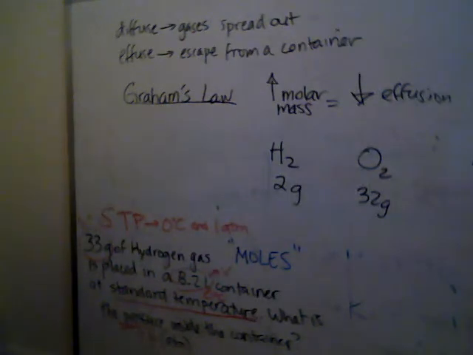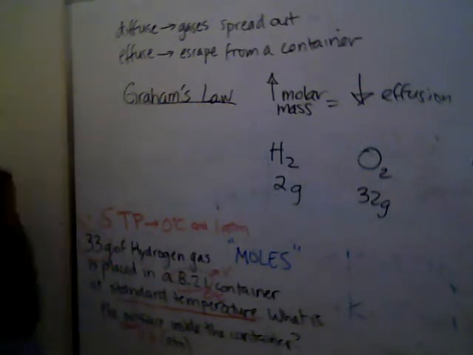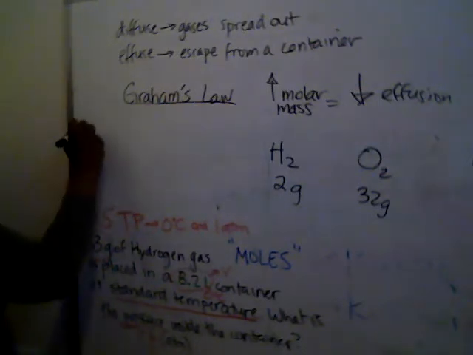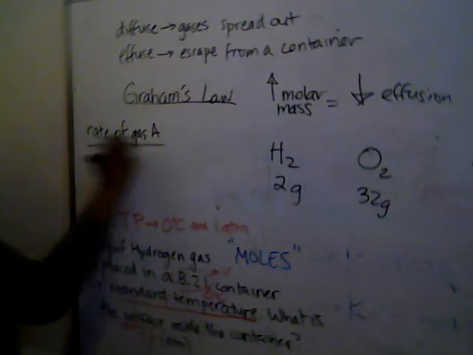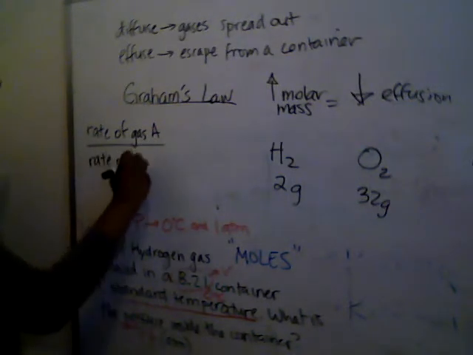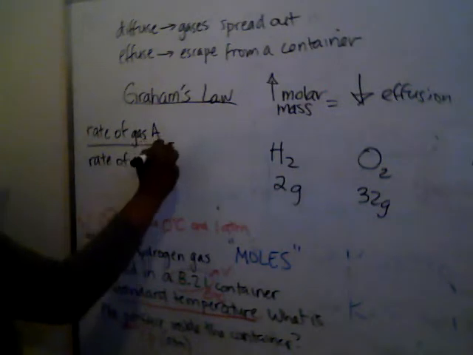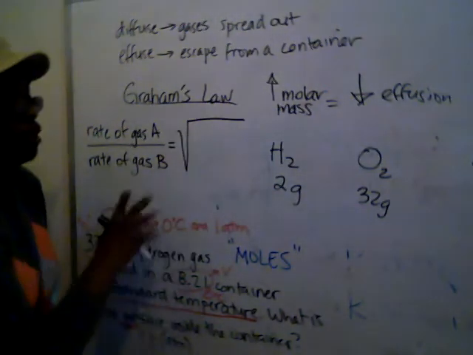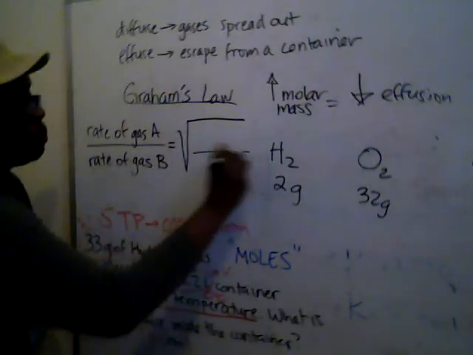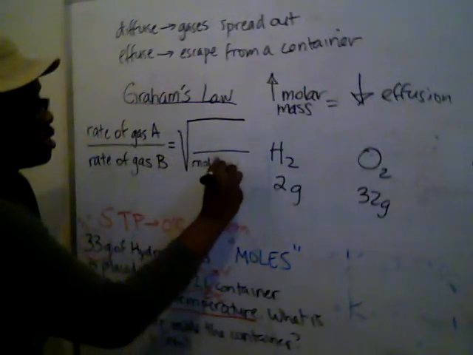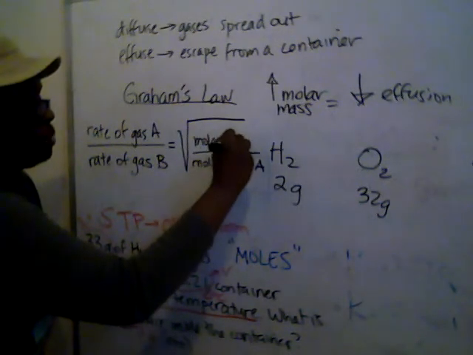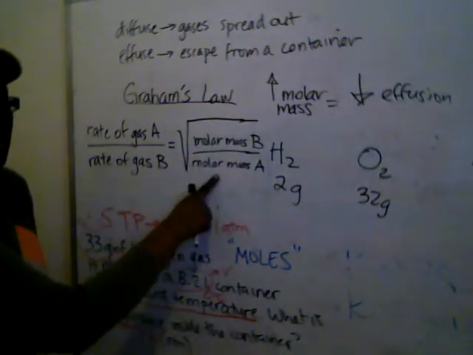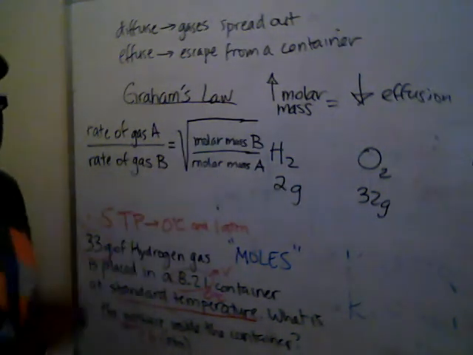There's an equation that actually goes with this where you could calculate exactly how much slower or faster something moves. And it's set up like this. The rate of gas A divided by the rate of gas B, so we're just figuring out the rate at which gases move, is equal to the square root. Now it switches. Even though this is gas A, we're going to put the molar mass of A on the bottom in the square root, and we're going to put the molar mass of B on the top. So A actually goes on the bottom in the square root, but B actually goes on the top, so just be careful with that.